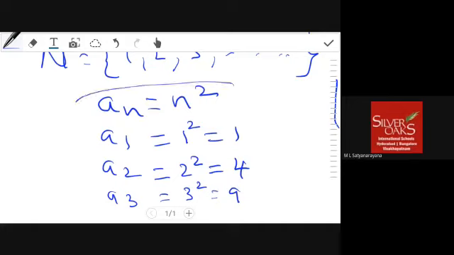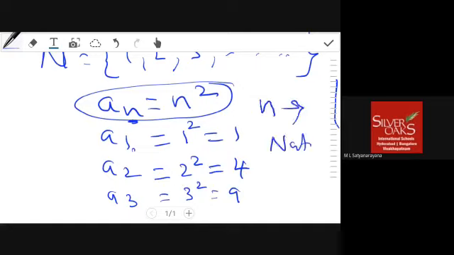This is the sequence. But n, if you observe, they are all natural numbers: 1, 2, 3. It can't be 0, it can't be minus 1, minus 2, or 1 by 2 or 2 by 3. It is only natural numbers. n is only natural numbers.